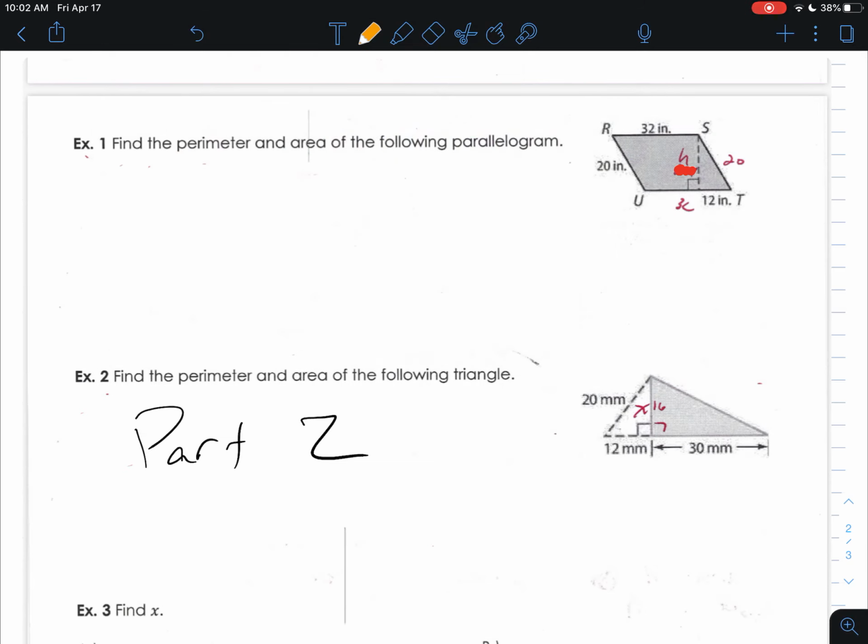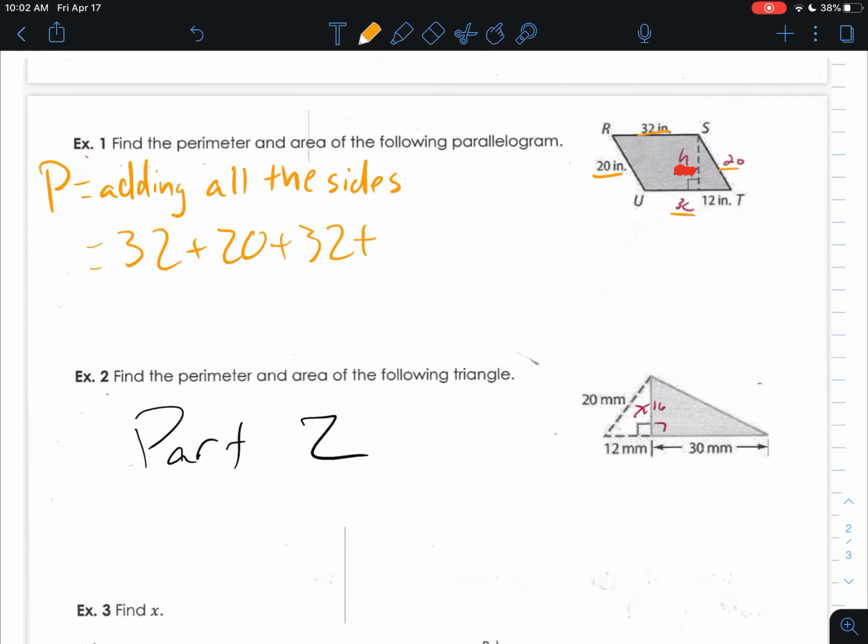So, perimeter. We need to understand perimeter is adding all the sides. It's actually fairly simple. What we're going to do is add 20 plus 32 plus 20 plus 32. Once we do that, our answer is going to be 104 inches. Fairly simple. Just remember to add all the sides.